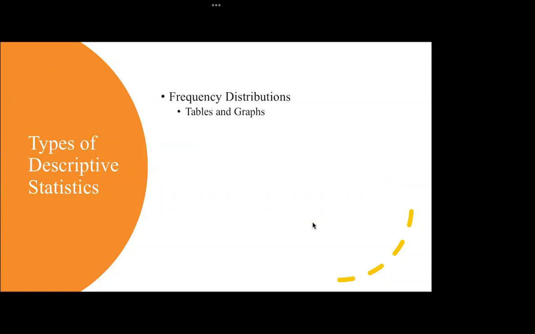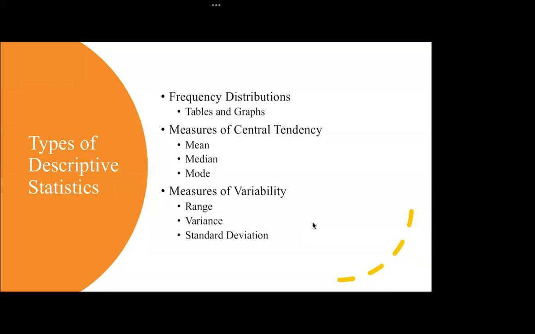So the types of descriptive statistics that are typically covered and used to explore data at the earliest stages of analysis are frequency distributions, which can take the shape of tables or graphs. Measures of central tendency, very familiar: mean, median, mode. And measures of variability: range, variance, standard deviation.